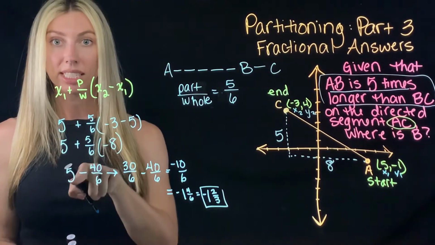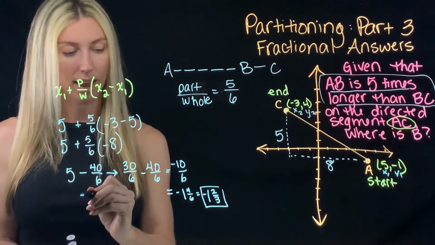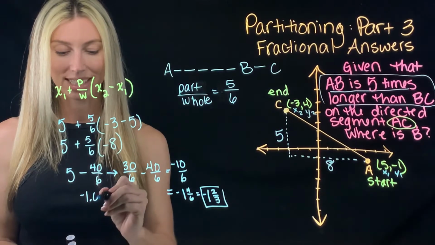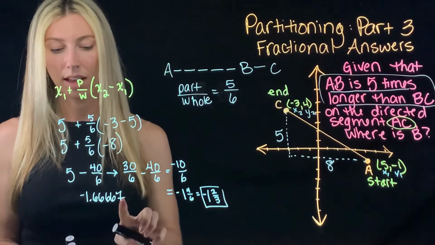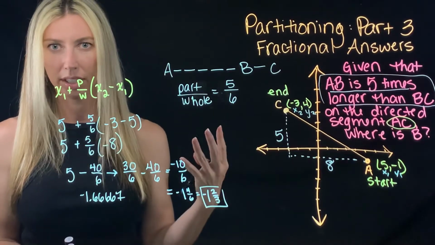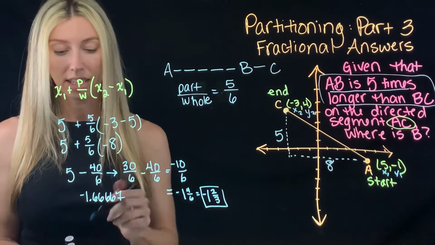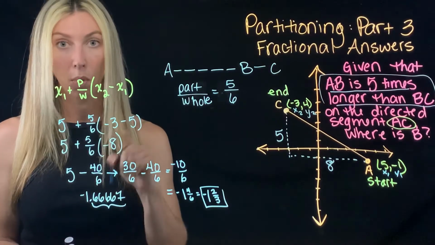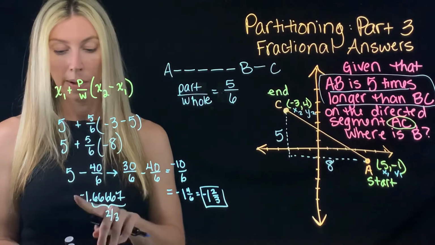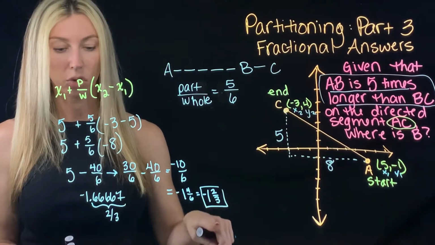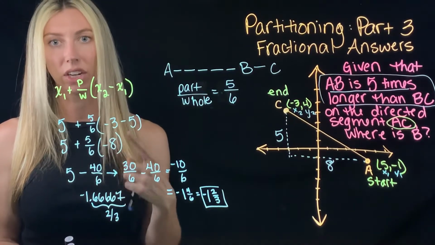If you did put this in a calculator, you would get -1.66667. The 7 is because the calculator rounds for you. It's kind of handy to know that this decimal, 0.66667, is the fraction 2/3. So that's how we get -1 2/3 if you just put that in your calculator and needed to change it over.